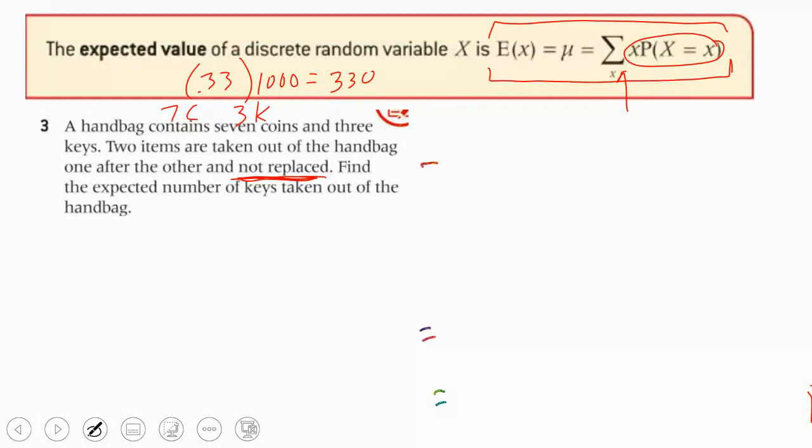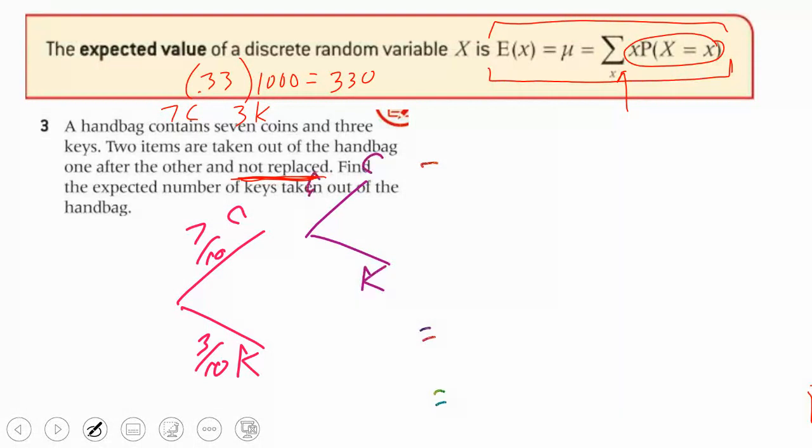So the first thing you're going to want to do is make a tree diagram. So I have a 7 out of 10 chance of getting a coin and a 3 out of 10 chance of getting a key on the first draw. On the second draw, up top, if I got a coin, I'm down to 6 out of 9 coins and 3 out of 9 keys.